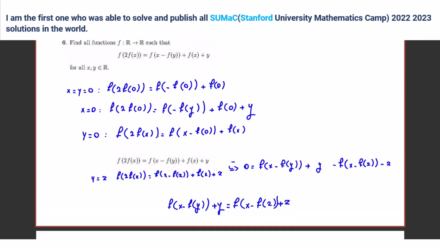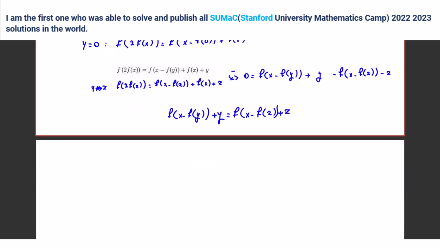No. You cannot say y is equal to z here. Y is equal to z means instead of y you write z. You can't say that in this one also y is equal to z. Understood? Okay.